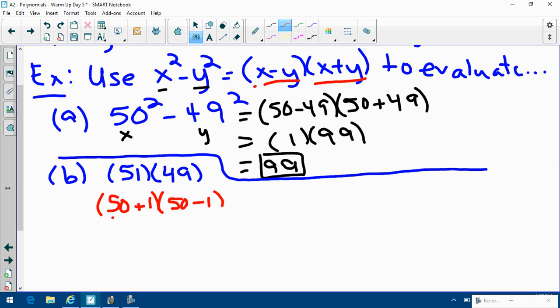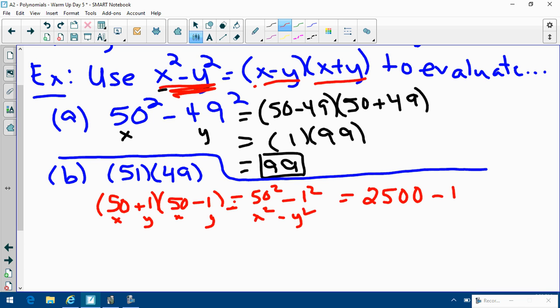So now that means 50 is x, 1 is y, 50 is x, 1 is y. So that should equal x squared minus y squared, which is what this identity says. So that would equal 50 squared minus 1 squared, which you should hopefully be able to do in your head. 50 squared, think 5 squared. 5 squared is 25. So if you do 50 times 50, you've got 2 zeros. So it's 2,500 minus 1, because that's 1 squared. And you're left with 2499.